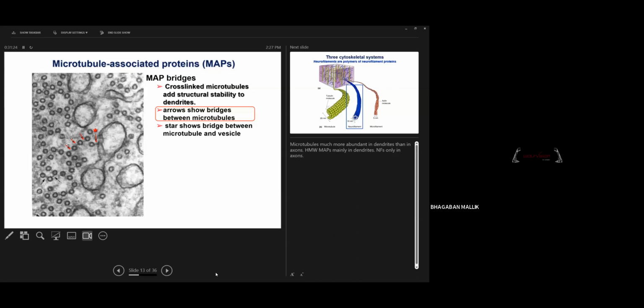Here is an electron micrograph showing cross-linking between two microtubules. These structures that you are seeing here are the synaptic vesicles. The arrow, which is difficult to see in electron microscopy, indicates one microtubule cross-linking to other microtubules, and the star is the microtubule cross-linking with the vesicles. You see such arrangements in neuronal cells. That's why you have the proper development of the neurons.